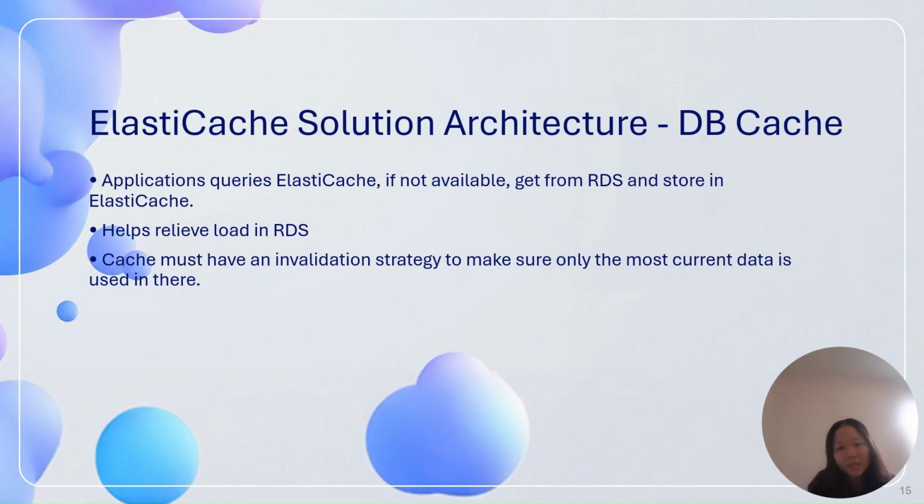ElastiCache solution architecture: DB cache. The application queries ElastiCache. If not available, get from RDS and store in ElastiCache. This helps relieve load on RDS. The cache must have an invalidation strategy to make sure only the most current data is used in there.